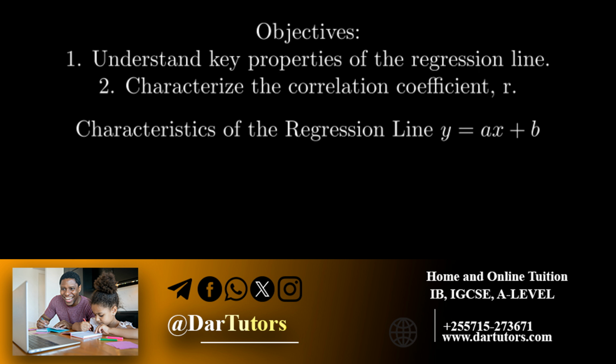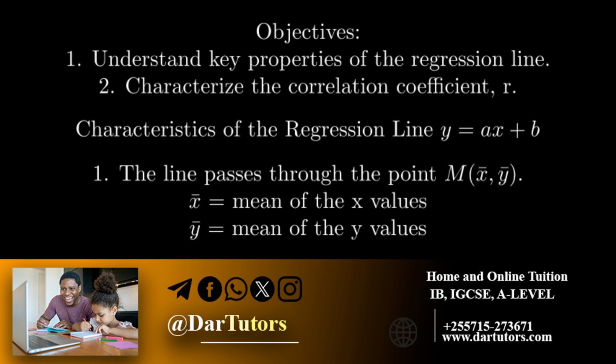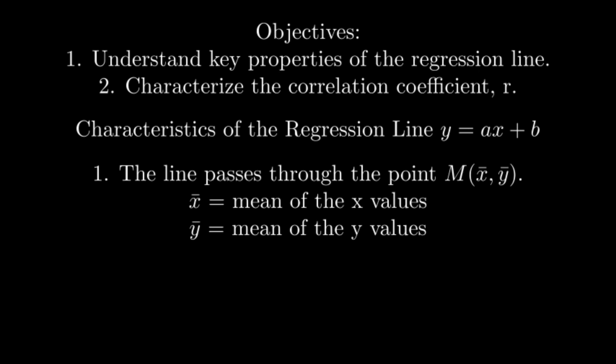Let's start with the regression line. It has some very specific mathematical properties. First, and most importantly, the regression line always passes through a specific point. This point is the mean point, M, whose coordinates are x bar and y bar, representing the mean of the x values and the mean of the y values, respectively. The regression line is essentially anchored by the center of our data cloud.